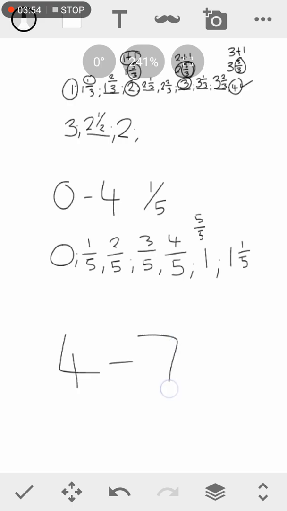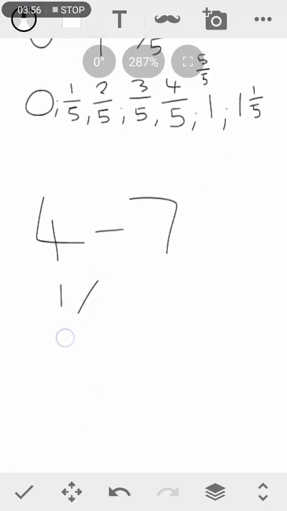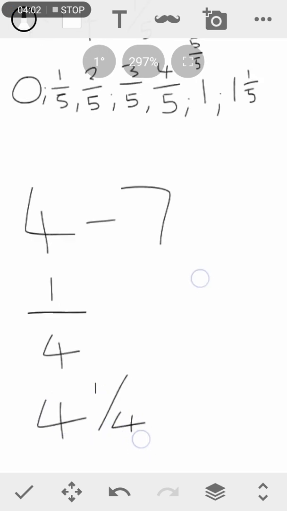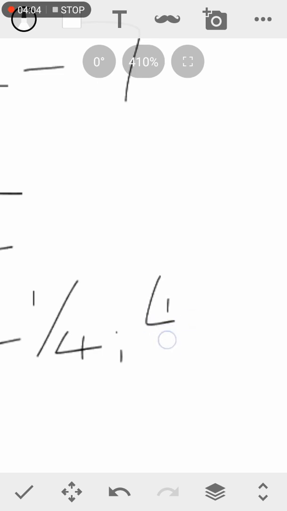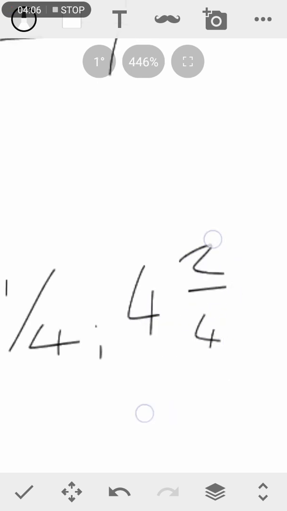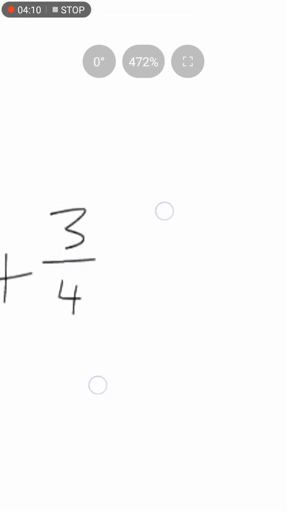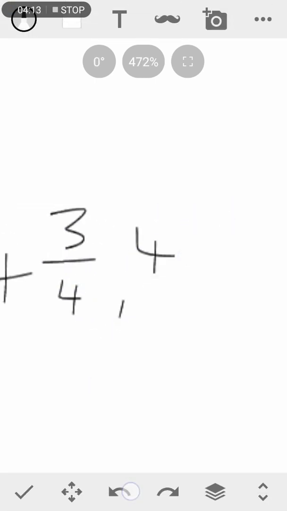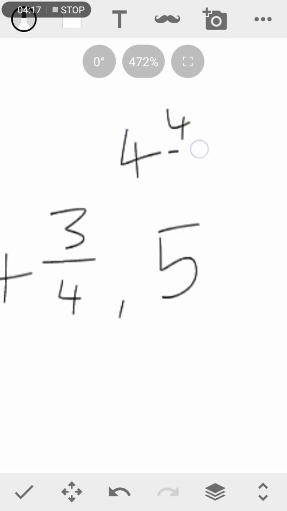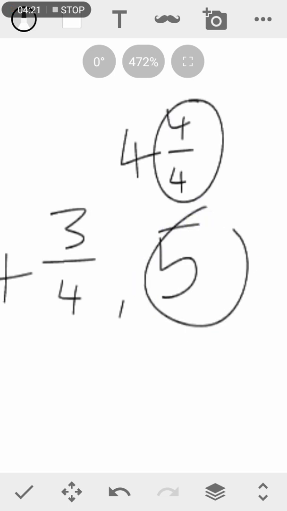So you see, and in B you are counting from 4 to 7. You need to count from 4 to 7 in quarters. So obviously we know that this is a quarter, 1/4. So you are going to start with 4 and 1/4. Then you are going to go 4 and 2/4, 4 and 3/4, 4 and 4/4 is going to be 5, because 4/4 makes one whole, so it's going to be 5. Right, I hope you understand.